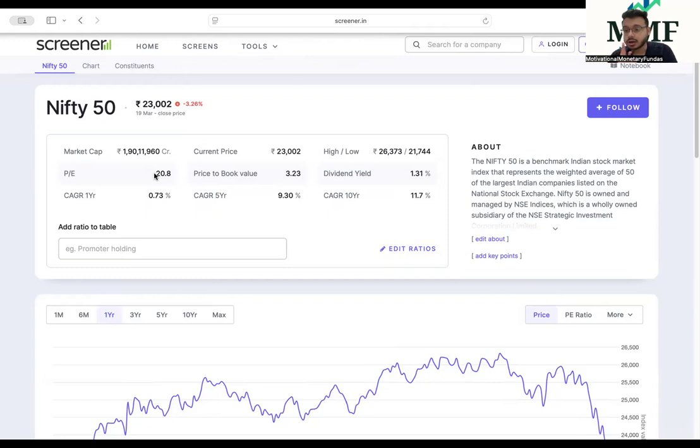Correct? So if we talk about September 2024, when the earnings peaked, the Nifty 50 earnings peaked, and the same happened with the other indices as well.